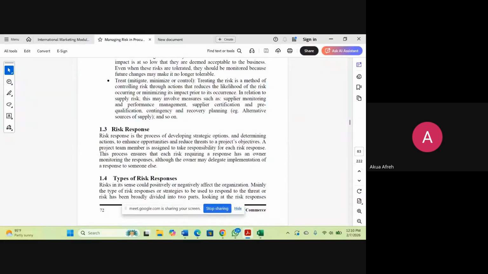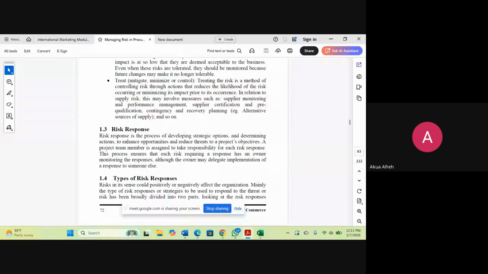When you are selecting suppliers, you make sure that these suppliers have the certifications you are looking for. We did standards, codes, and the certifications. Then also you make sure you do pre-qualification to get the qualified suppliers you are looking for or you want to work with. This is what we are talking about.